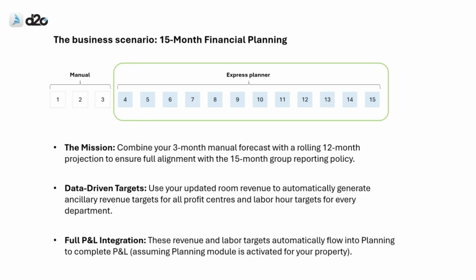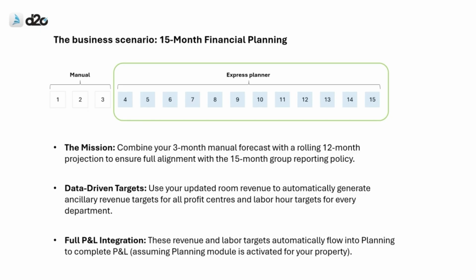We'll use a hybrid approach, assuming you've already manually refined the data for total command of the immediate next 3 months. We'll let Express Planner handle the remaining 12 using its smart, data-driven logic. Best of all, if your planning module is active, these targets will automatically generate your property's complete P&L forecast.